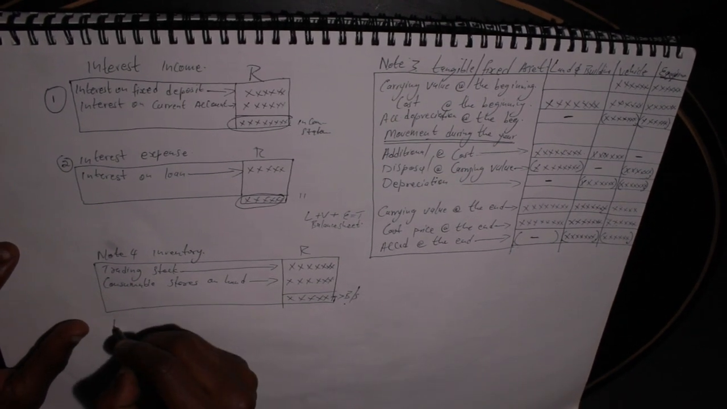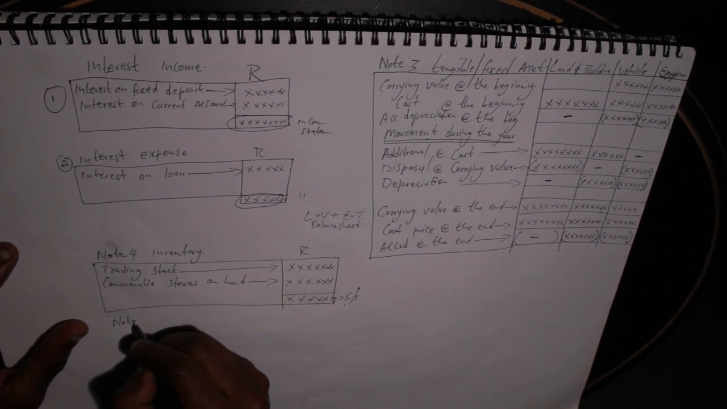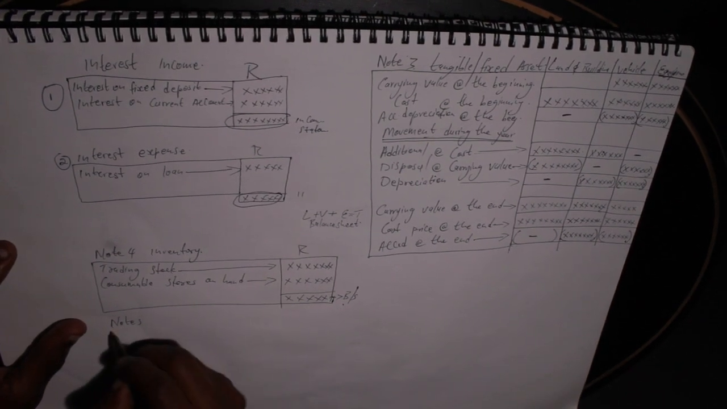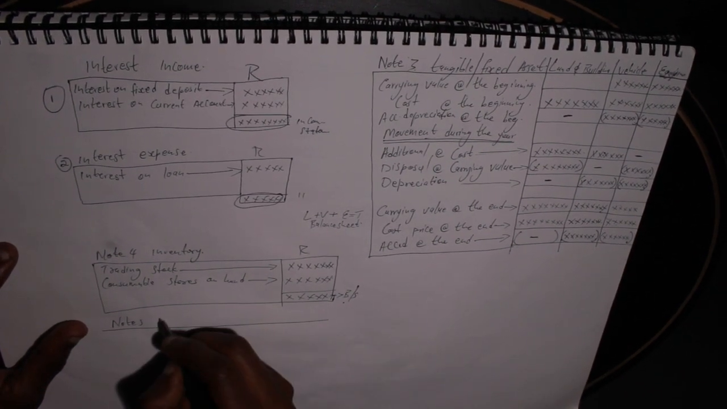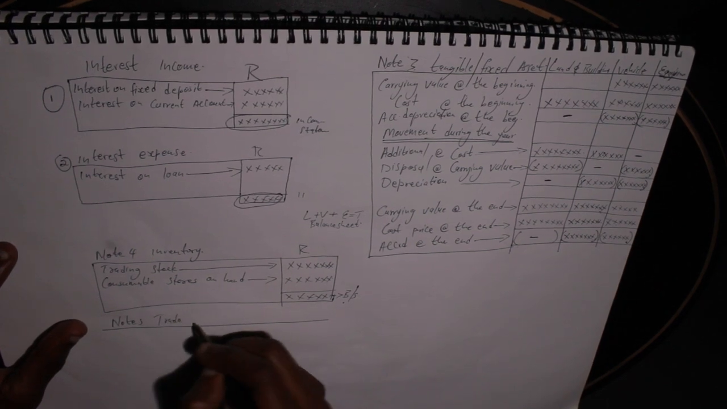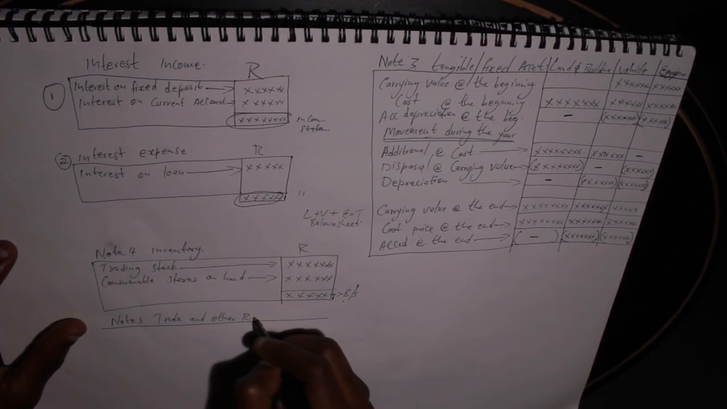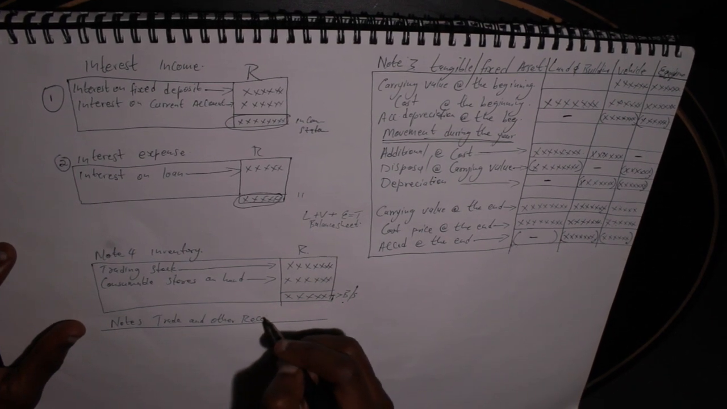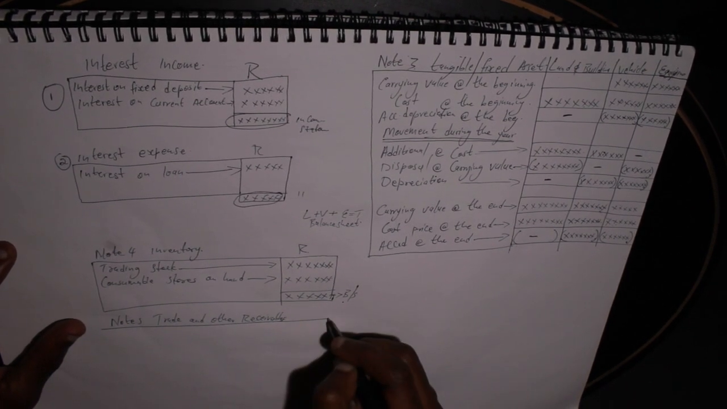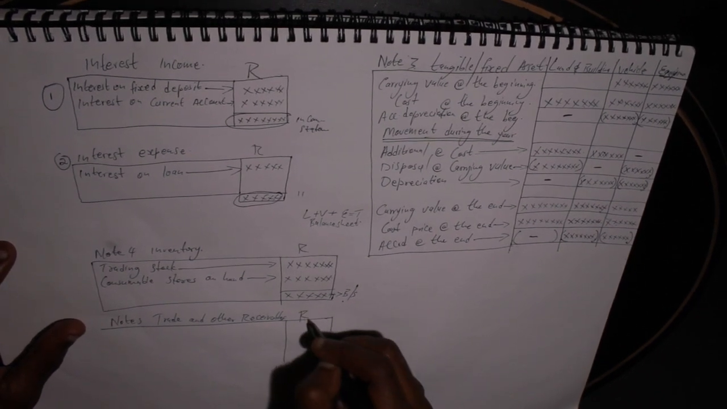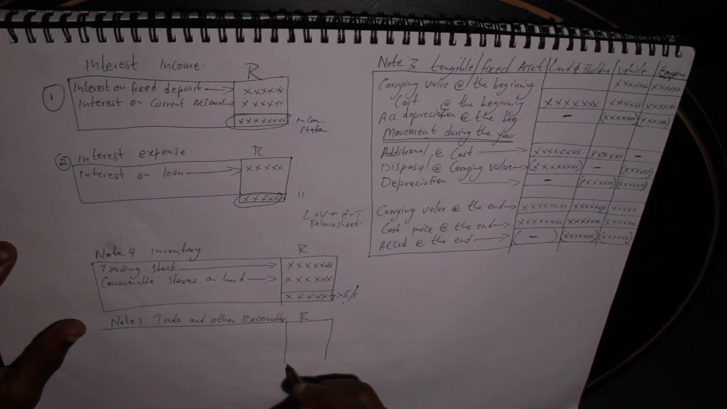Very nice. Moving right along, note number 5. Note number 5 is trade and other receivables. I'm going to just do a small column there just for the amount. I'm going to put R there to show that this is the amount.